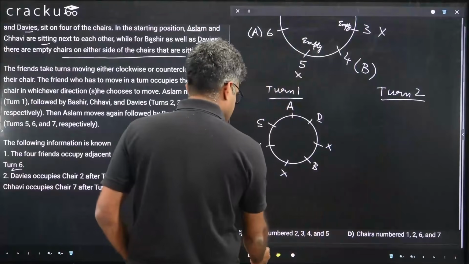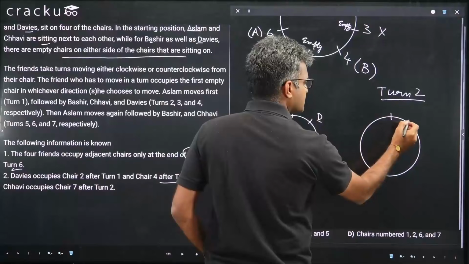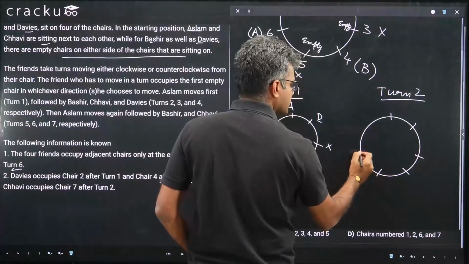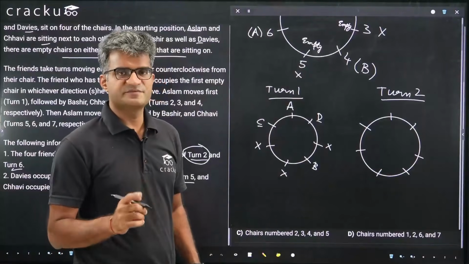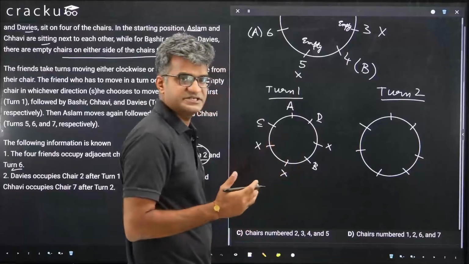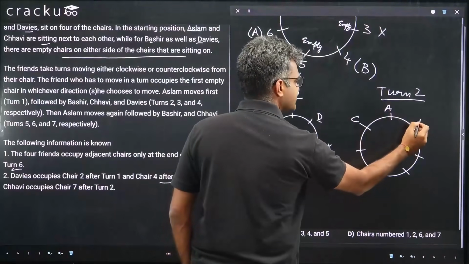Let me again draw a circle. This is 1, 2, 3, 4, 5, 6, and 7. In turn 2, the only person who moves is B. C, A and D will sit next to each other. They will not change after turn 2. So this will be C, this will be A, this will be D.